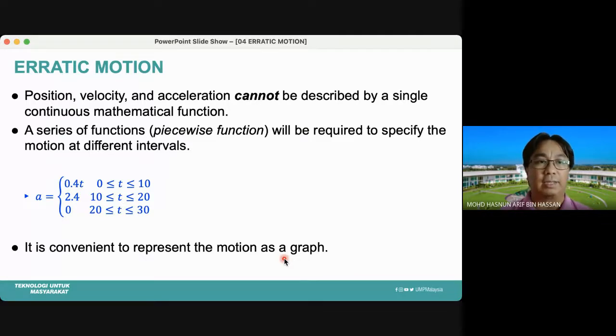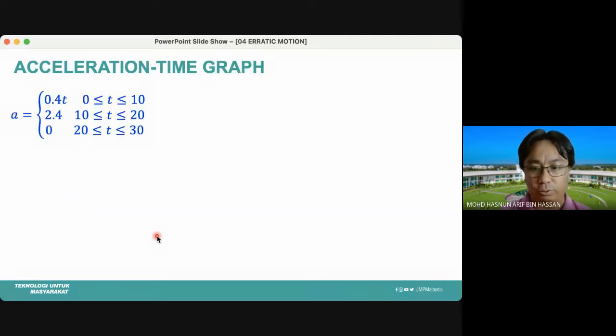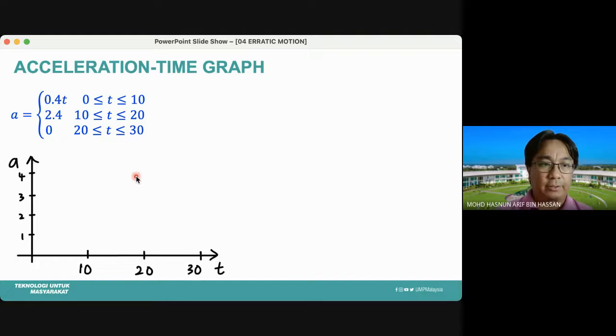Okay, so basically in erratic motion, you will be drawing the graph of the motion. Kalau macam tadi kita lukis graph satu graph saja, but in this case it will be graphs based on the phases, based on different phases. I will show you very quickly the graph for the acceleration, and then you can watch the rest of the video where I explain how to draw the graphs for velocity and displacement in the video that I have uploaded.